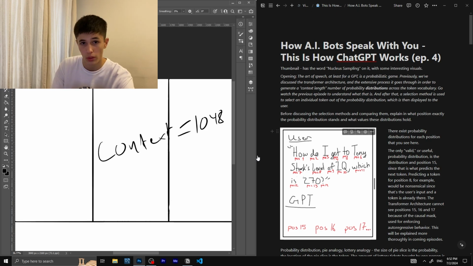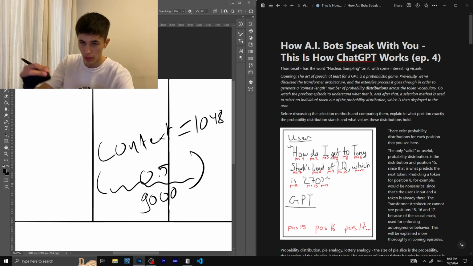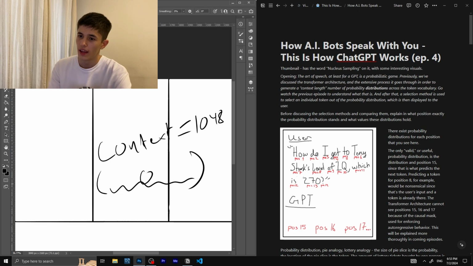If you look at this beautiful illustration that I put here, for each position there's an entire distribution. Imagine you have 80k or 20k different words in your token vocabulary. Well, there are going to be 20k different probabilities, and the position of each probability is the actual token. Like, this may be the 9,000th position, so that's the 9,000th token, and the probability of the 9,000th token being chosen is this, for example.